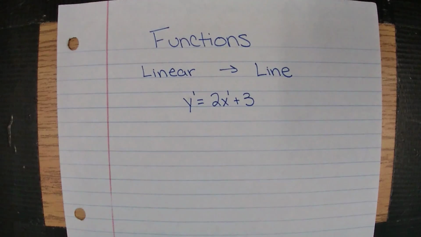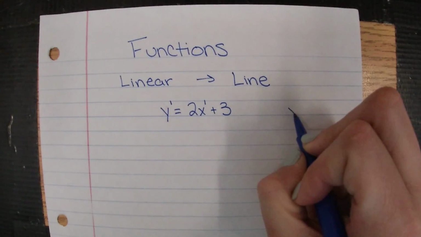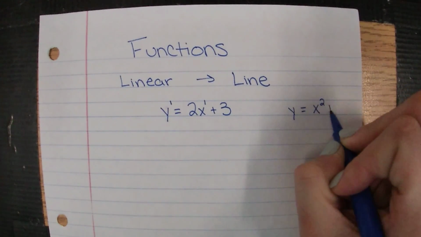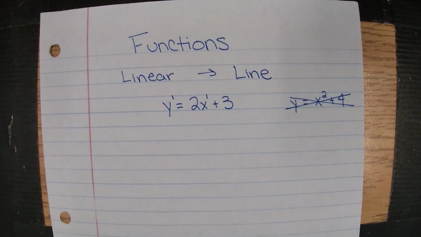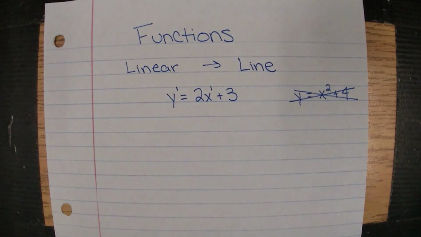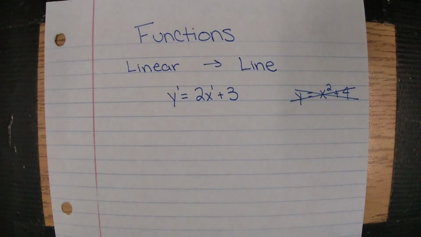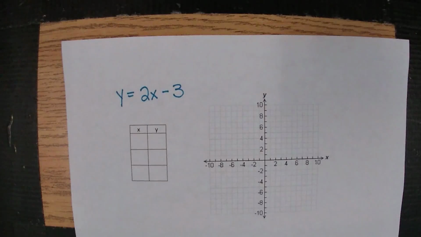Okay, so these are the types of things we'll be graphing. Never anything like y equals x squared plus 4, right? This has an exponent of 2. That is not linear. That will not make a line. Now, by the end of this year of math, you'll know how to do it, just not right now. We're going to focus on linear.